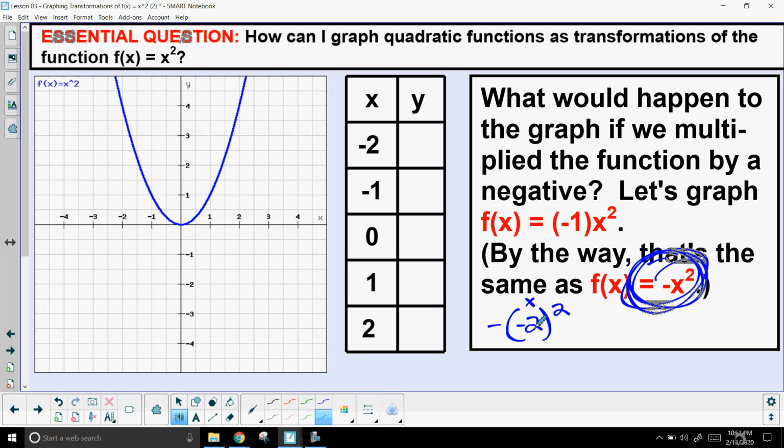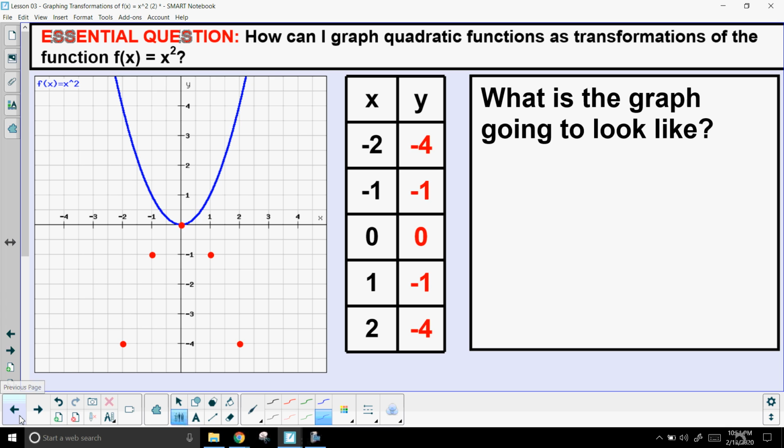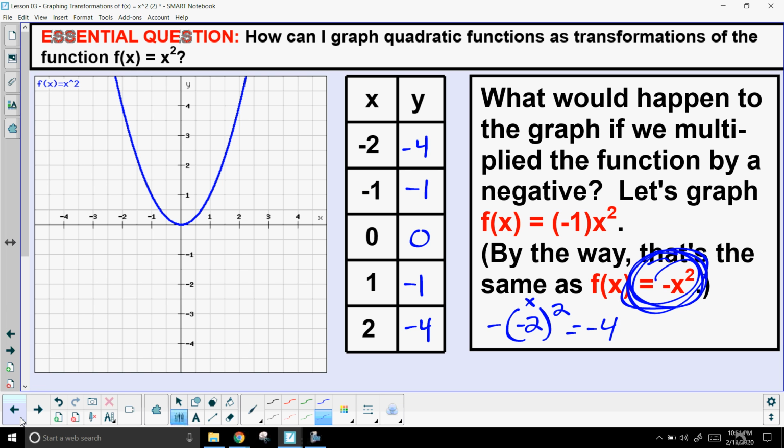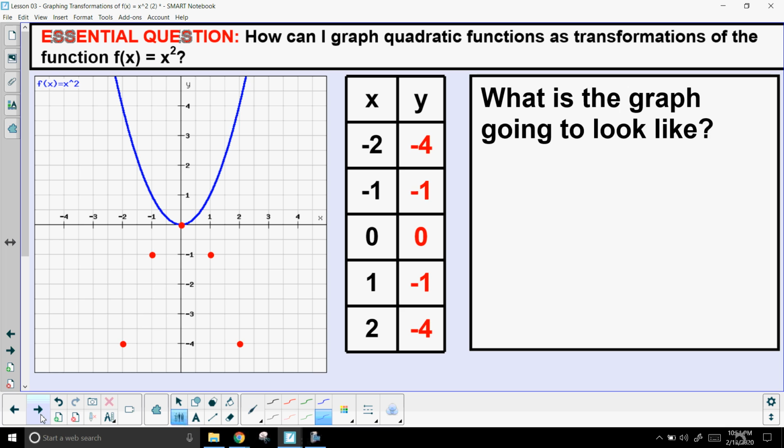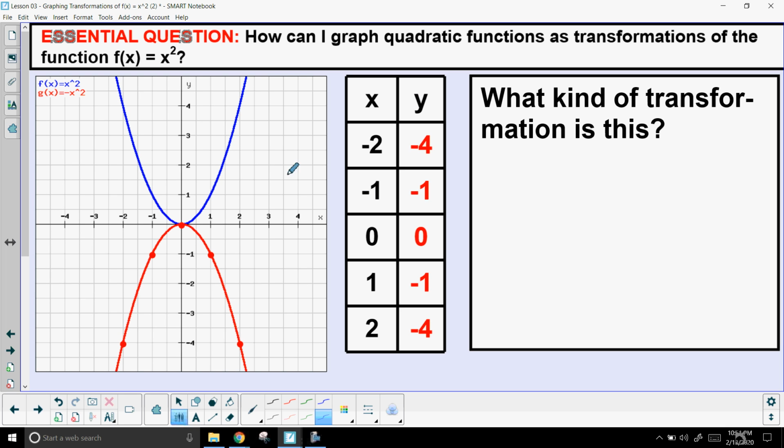Okay. Again, -1 squared is 1. Throw on the negative, -1. This is just 0. 1 squared is 1. Throw the negative on it. 2 squared is 4. Throw the negative on it. And if you notice, our graph reflected over the x-axis. Okay. Oops. Didn't mean to do that. It reflected over the x-axis. Okay. So for our rule, if there's a negative out front, it causes it to reflect.